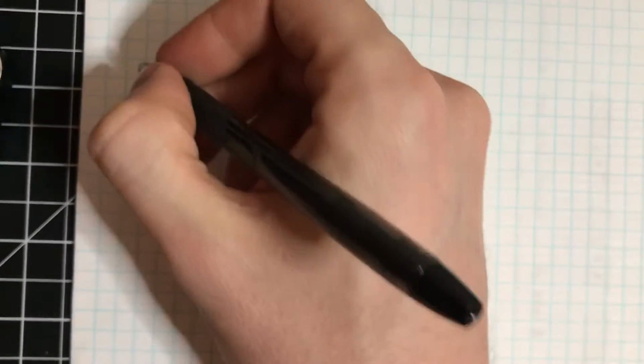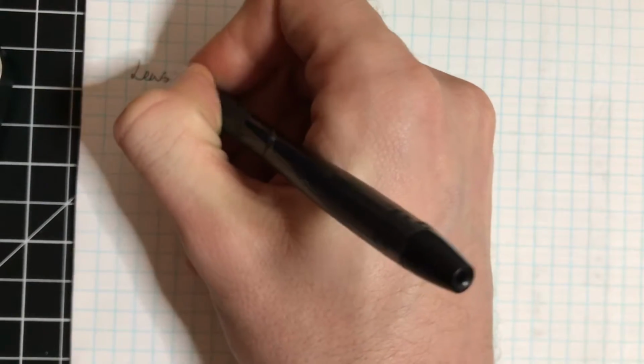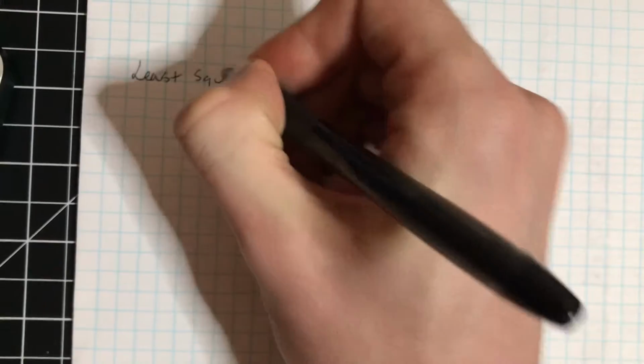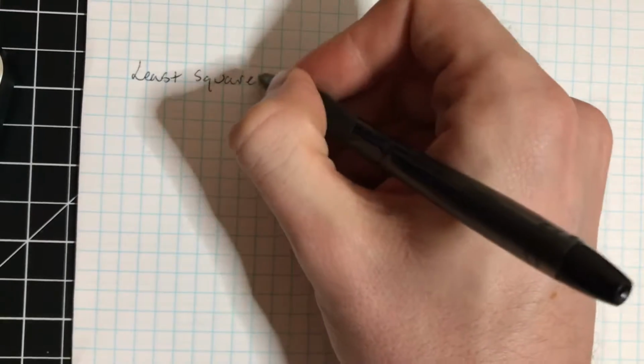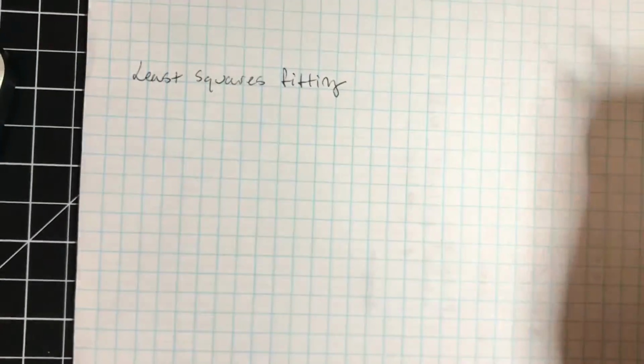Hey, so in this video I want to talk about least squares fitting for some data points. It's a really cool topic, so I'm just trying to make sure I get my camera on here right. So, least squares fitting. So what does that actually mean?